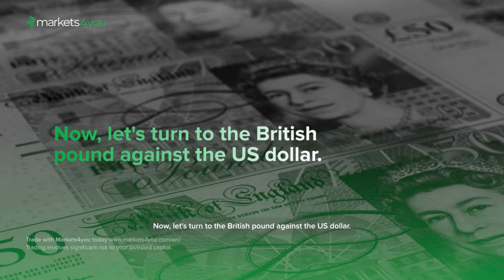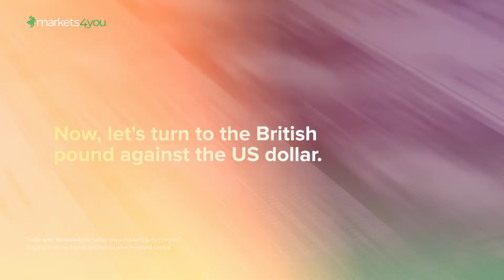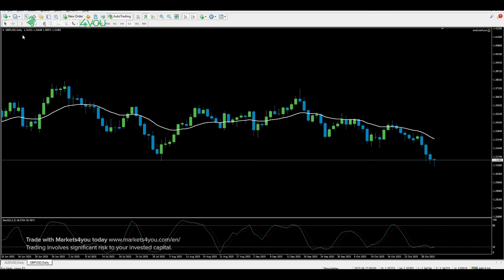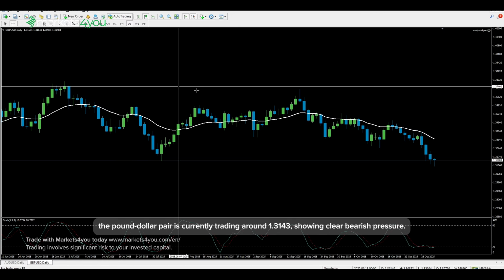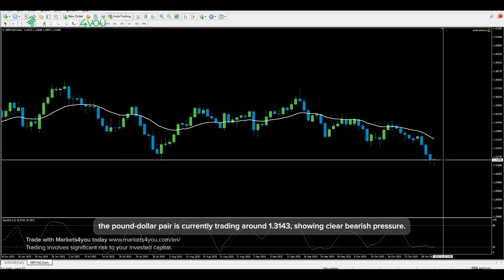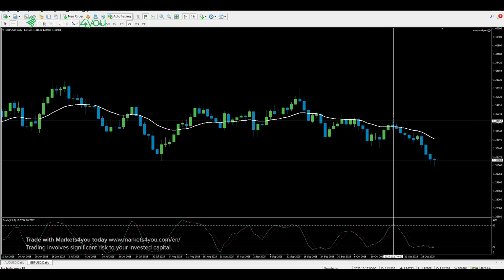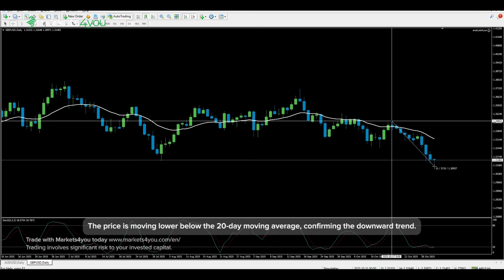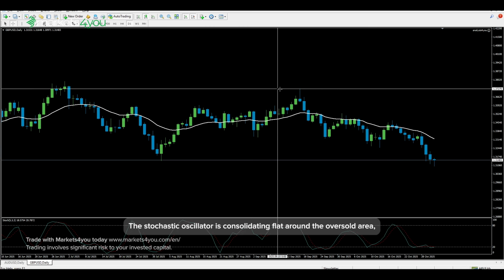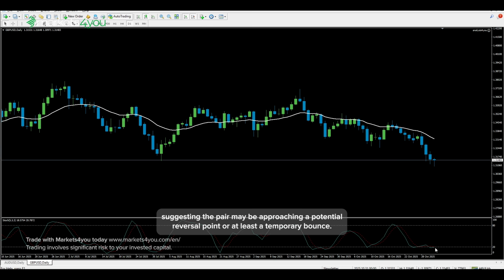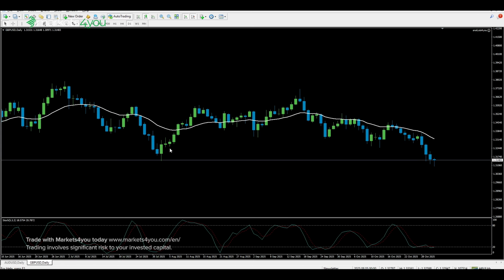Now, let's turn to the British pound against the US dollar. On the daily chart, the pound-dollar pair is currently trading around 1.3143, showing clear bearish pressure. The price is moving lower below the 20-day moving average, confirming the downward trend. The stochastic oscillator is consolidating flat around the oversold area, suggesting the pair may be approaching a potential reversal point or at least a temporary bounce.